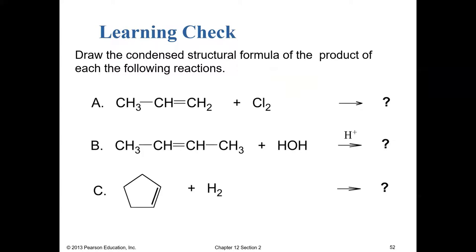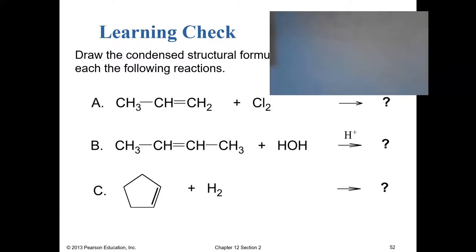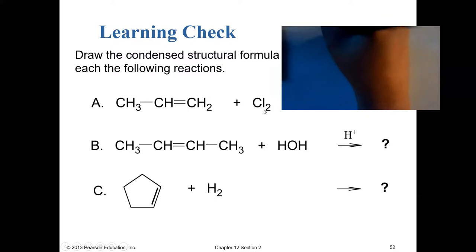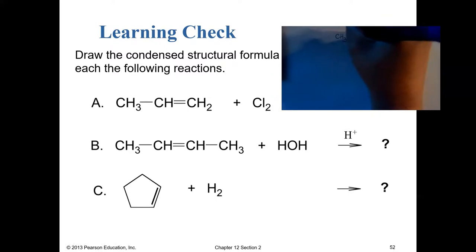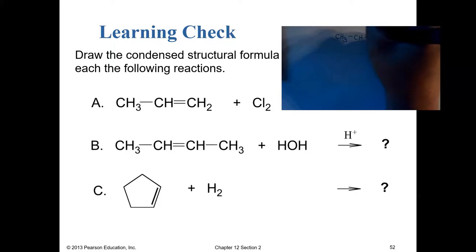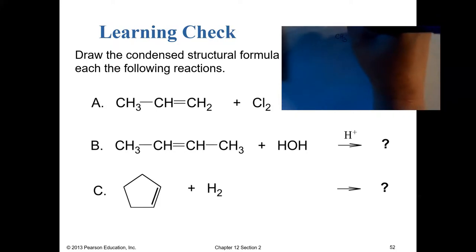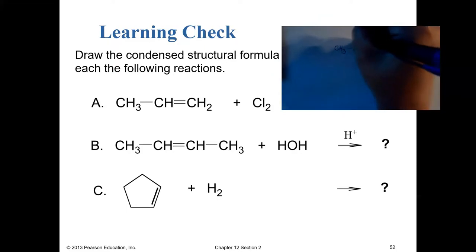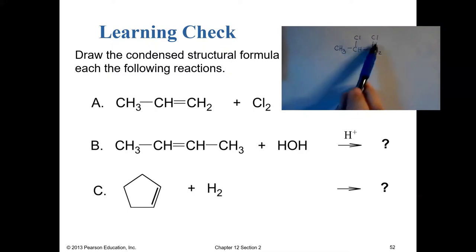So if we asked you to draw the condensed structural formula of what's happening in all of these, remember in this case here in A, we're just adding chlorine. This is considered a halogenation because we're adding a halogen. We'll leave our CH3 alone. Our CH, then we'll have a CH here too, but the bond opens up between the two of them, and we're going to put a chlorine atom in both. So it becomes a dichloro. So in this case, we have 1,2-dichloropropane.